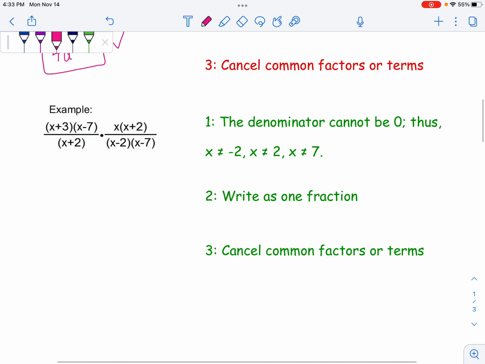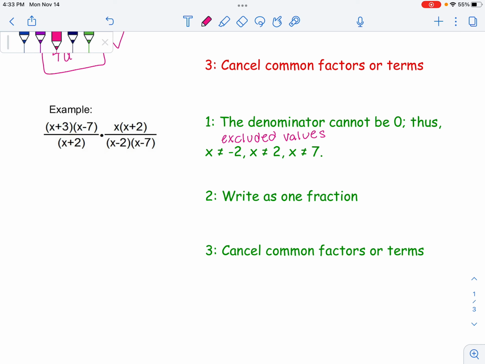All right, let's go over this next example here. In this one, we're given it already in factored form. So right away, I can find those excluded values by setting all of the factors in the denominator equal to 0 and solving for x.